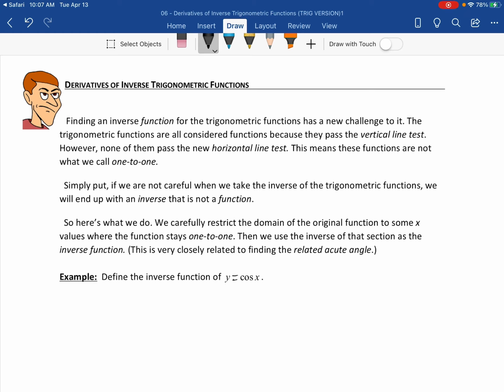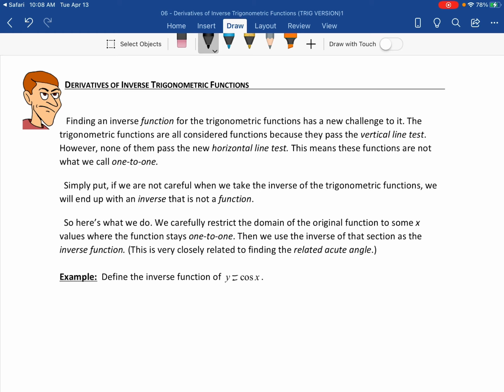You might not have seen the horizontal line test before, and that's just the exact same thing as the vertical line test, except the line's horizontal. And if they fail the horizontal line test, these functions are not what we call one-to-one. And it makes them difficult to find inverses of because they're not one-to-one. There's not an obvious inverse function here. Simply put, if we are not careful when we take the inverse of the trigonometric functions, we'll end up with an inverse that is not a function.